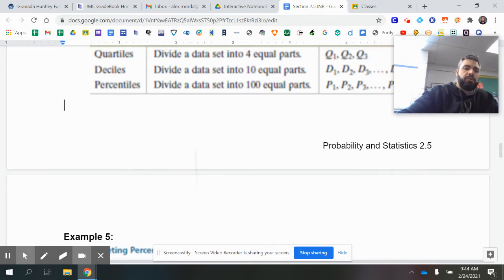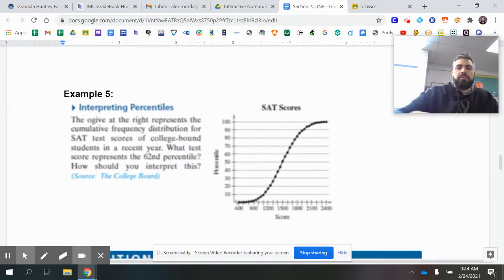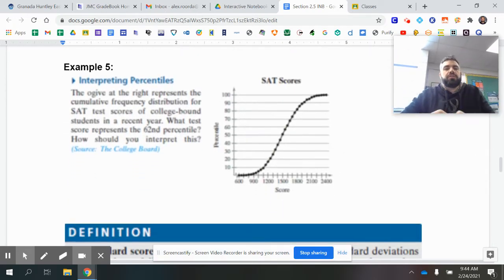All right, so let's look at an example. Example five has us interpret percentiles. This is an ogive graph, and remember, an ogive is a cumulative frequency, so it starts at zero and goes up to 100 at the end. It represents the cumulative frequency distribution for SAT scores. We take the ACT out east, and some of the out west schools take SATs. It asks what score represents the 62nd percentile.